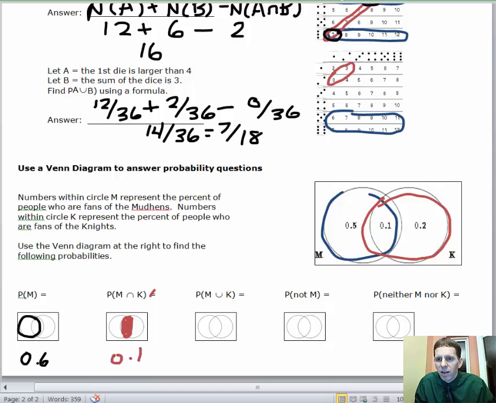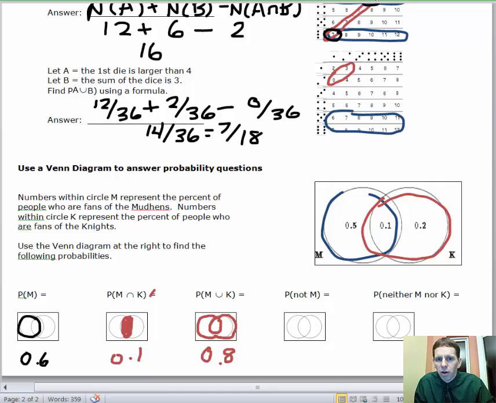The probability of M or K, we're still dealing with the same regions, but you can be inside circle M or K or both. It doesn't matter. So we're working with people inside all 3 regions. That's everything. You can be in circle M, circle K, or both circles. It's anybody inside here. And if you add these 3 probabilities, you get 0.8.